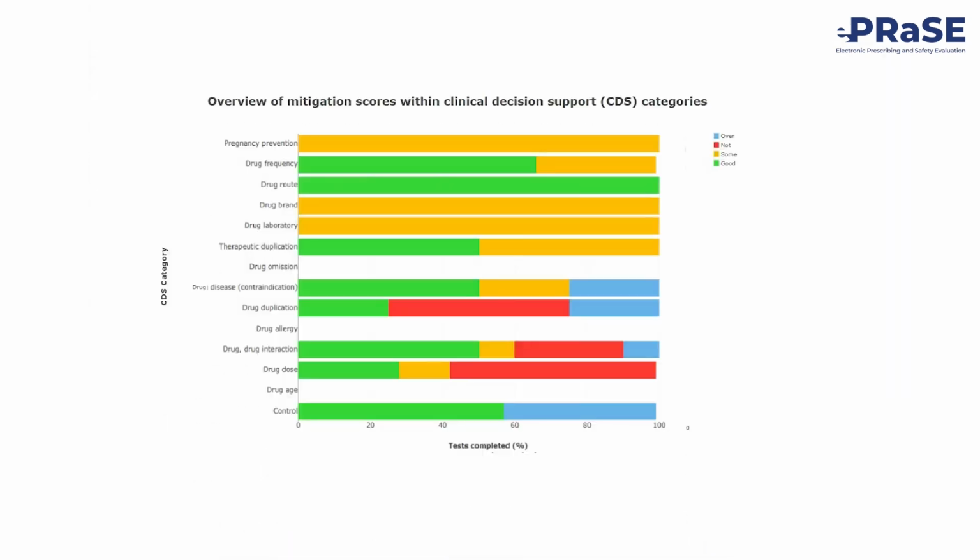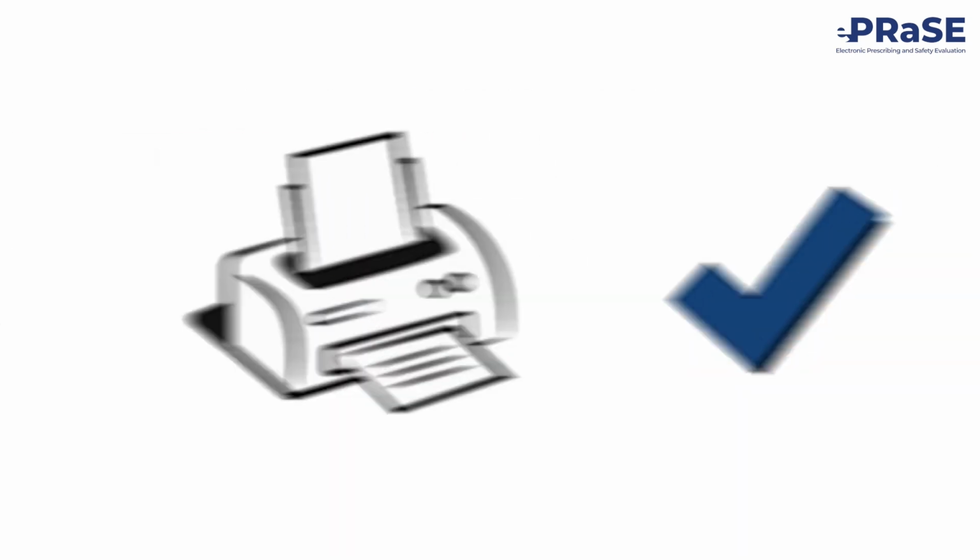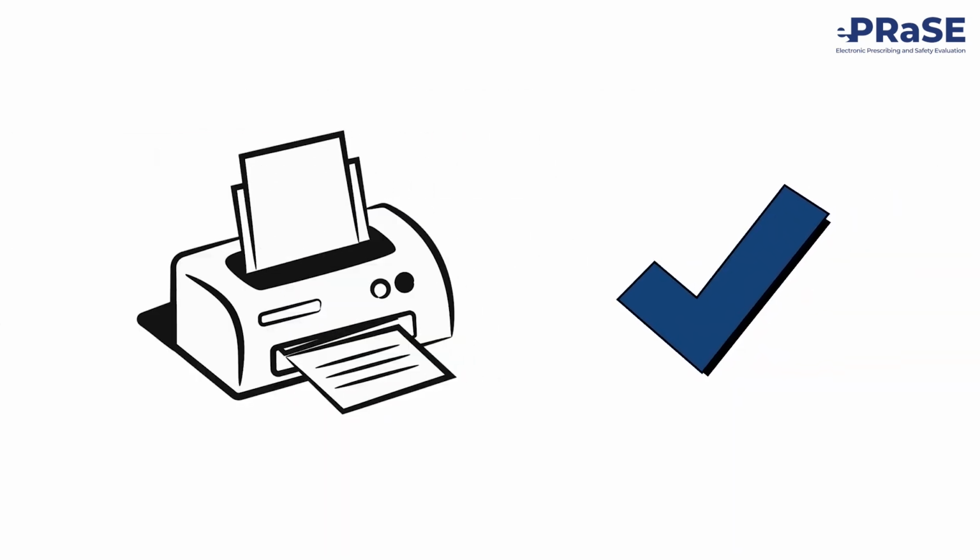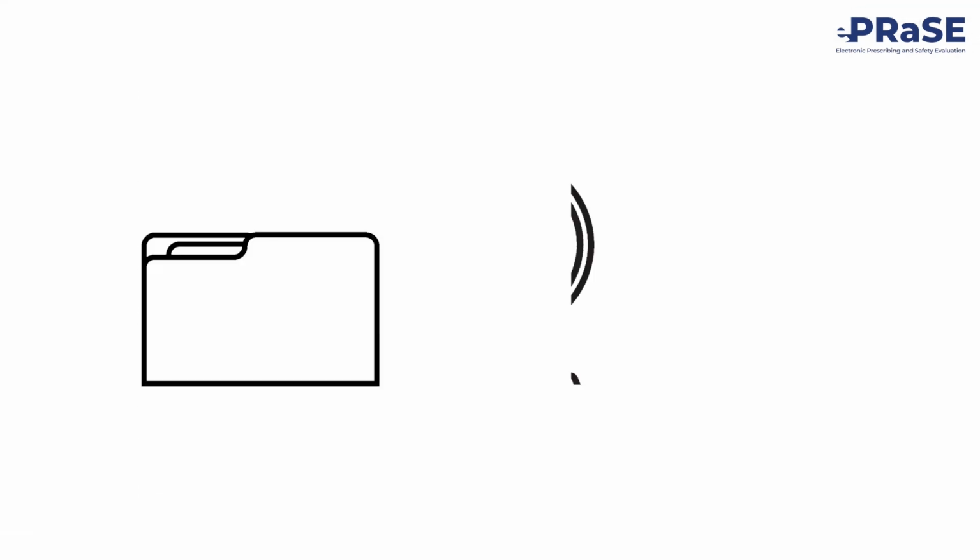3. A stacked bar chart of mitigation results within CDS categories. By hovering over each bar, the user will be able to tell how many questions were executed in that category. The report is printable. You can also save it as a PDF.